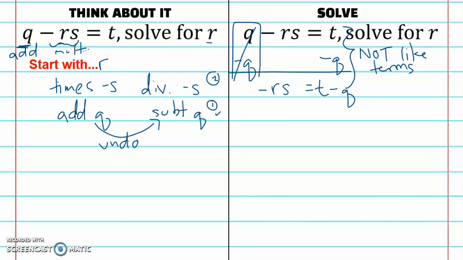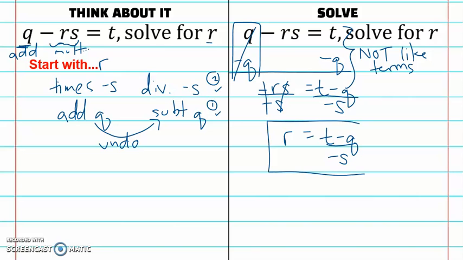Okay, so we subtracted. Now we divide by negative s. Divide the whole right side by negative s. So negative divided by negative is positive, s divided by s is 1, so we get positive 1r equals t minus q divided by negative s. Feeling all right? It's not that bad. You've got to know how you build an equation, because then it's just taking it apart in reverse.